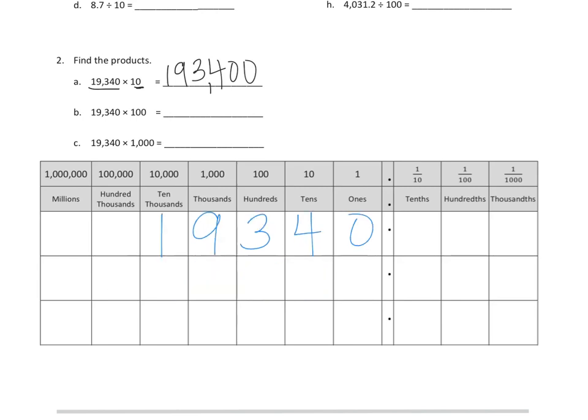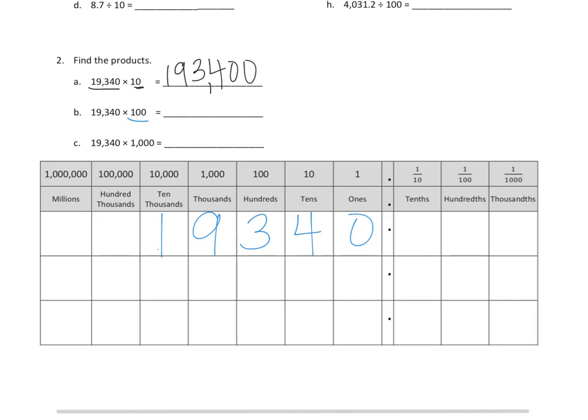So write your answer down, your product of 193,400. So 2B, we're taking the same number, 19,340, and we're multiplying it by 100. That means it's going to move 2 times to the left because there are 2 zeros in 100. And just like I said in the previous problem, we added a 0 to the answer for 2A because there was 1 zero in 10. Well, now we're multiplying it by 100, so there are 2 zeros that we're going to add to the end.